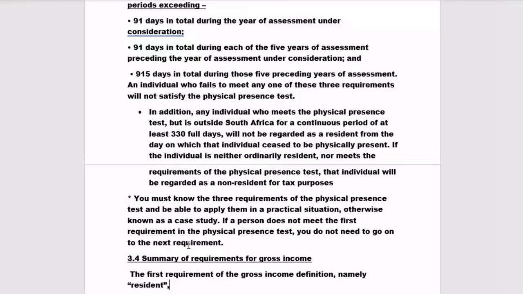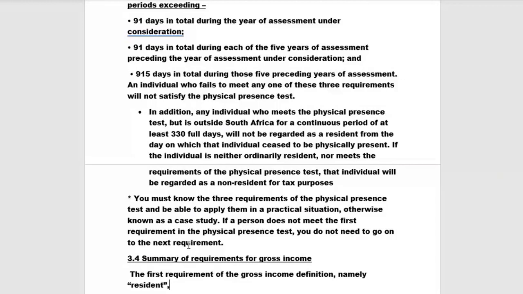So meaning that if you are out of the Republic for a number of days that reaches 380 and full days, obviously there are going to be conditions in terms of not meeting the requirements of the physical presence test. So you must know the requirements of the physical presence test and be able to apply them in practical situations. In this case, you would be given a scenario where you have to determine whether the person is actually meeting the requirements in terms of the physical presence test.